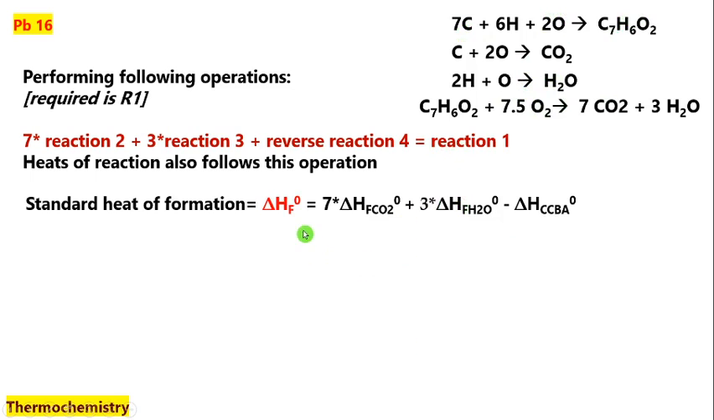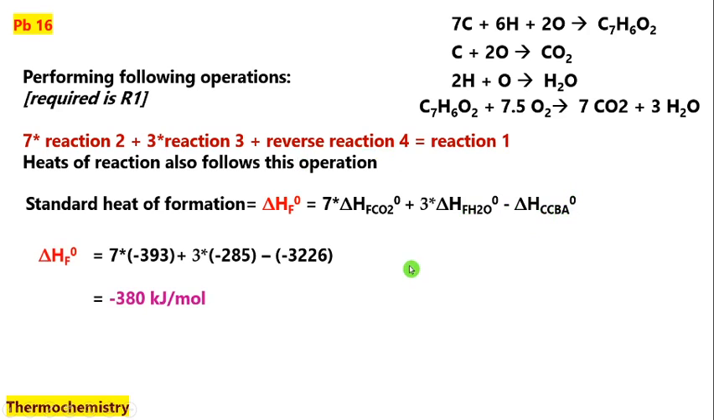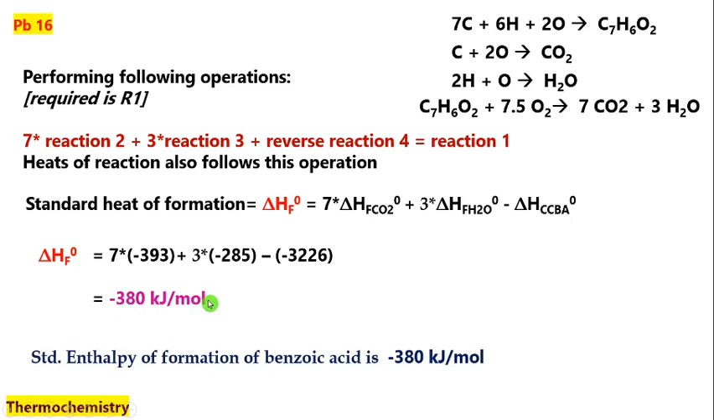Same way you have to perform it for their standard heat of reaction. That is 7 times the standard heat of formation for carbon dioxide, 3 times the heat of formation for water, and minus the heat of combustion of benzoic acid, because you are reversing it, right? So substituting their values, you get minus 380 kilojoule per mole after simplification of terms. So that's the standard enthalpy of formation for benzoic acid, minus 380 kilojoule per mole.